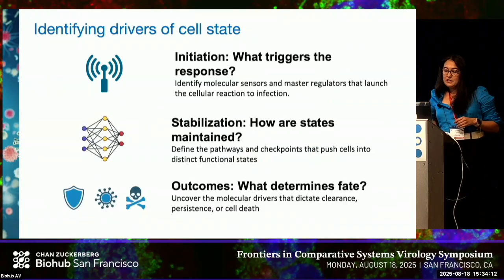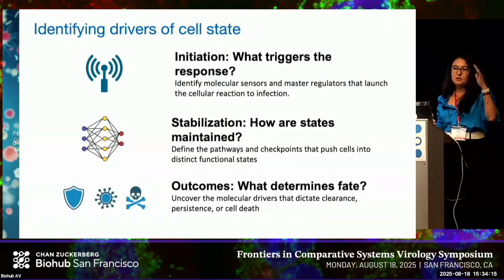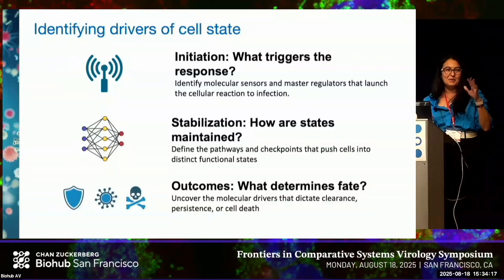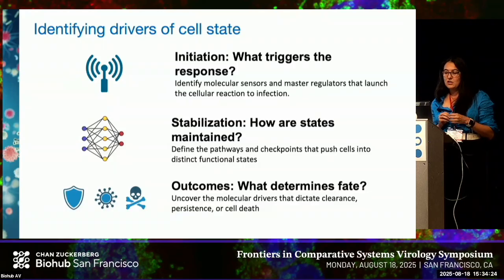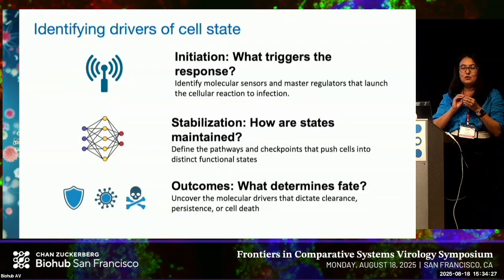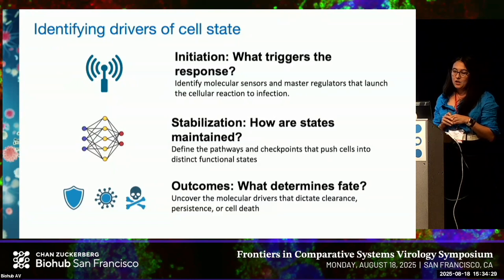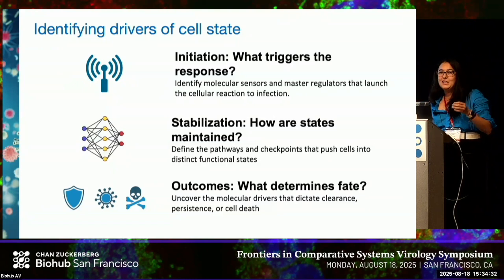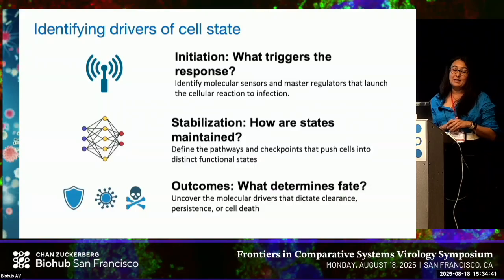We are parsing this big question into three smaller questions, not less complicated. We're trying to understand first what initiates a response. Basically, what are the sensors that are going to lead a cell to launch a response to infection? Once this cell is going down the hill of these cellular states, how are those cell states maintained? Basically, we want to define the pathways and the checkpoints that are going to push cells into different functional states. And ultimately, we want to know what are the modulators that are going to help determine the fate.